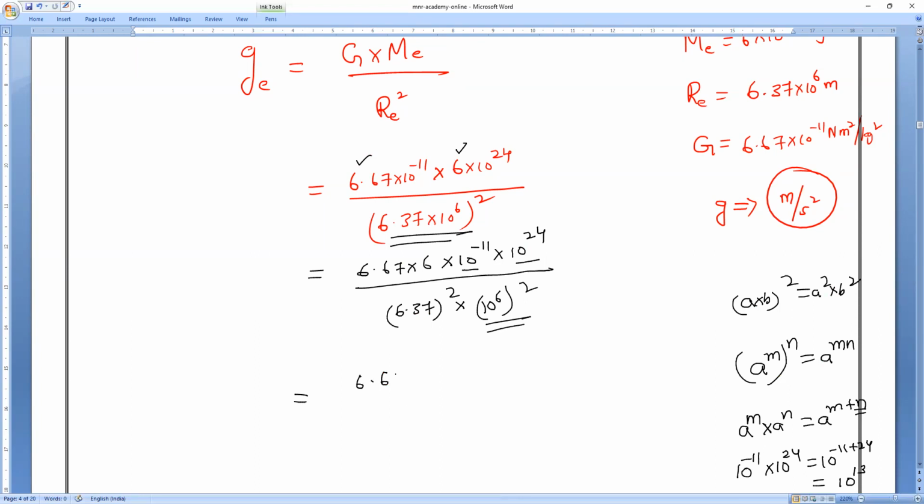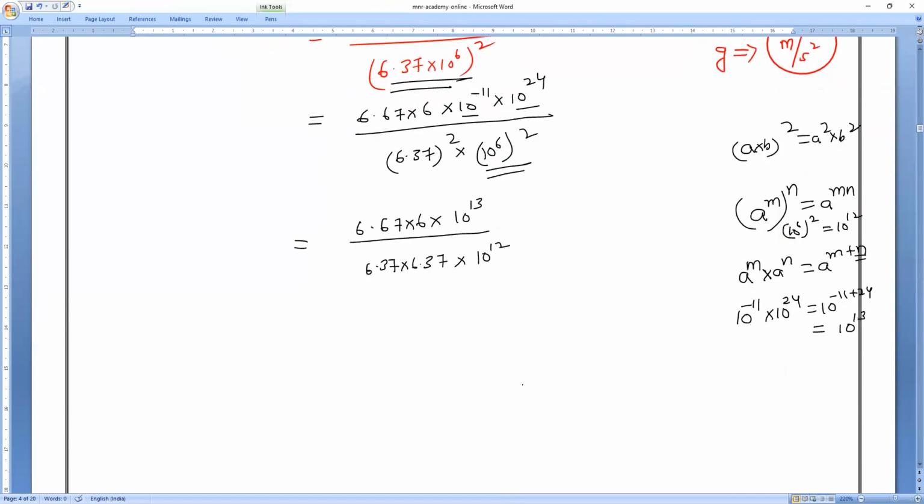So 6.67 into 6 into 10 power 13 divided by 6.37 into 6.37, and this one will become 10 power 6 into 2, which equals 10 power 12. Everybody clear? So we can cancel it down. 10 power 12 and 10 power 13 get cancelled.